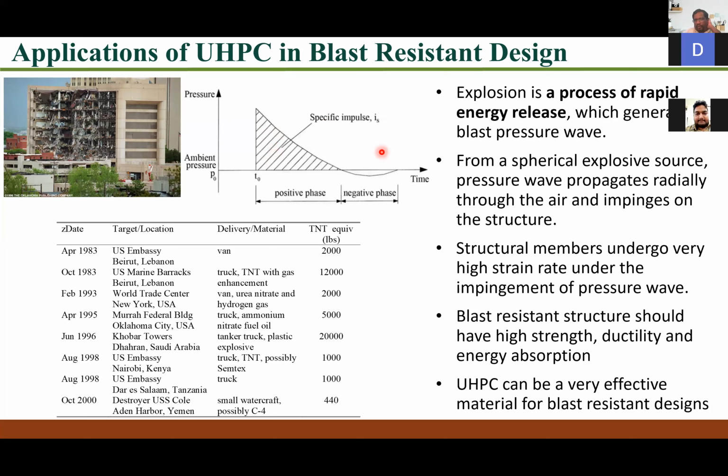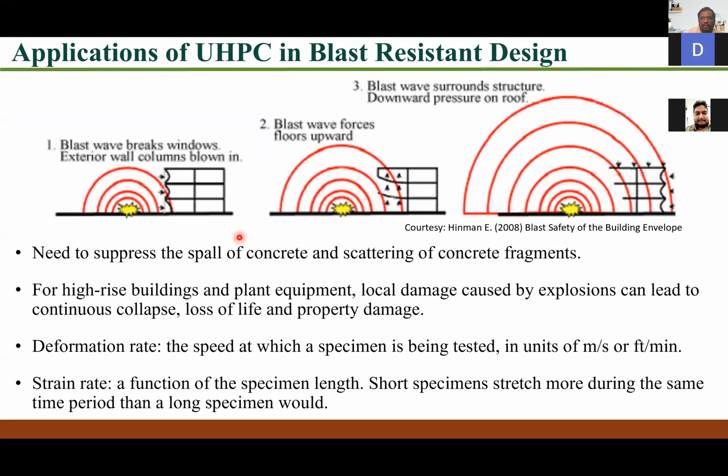Right. So again, why do we need blast resistant design? Like we said, usually a blast wave travels in the form of a hemispherical wave. The pressure wave attacks the exterior wall, and then it can damage these columns. Once these elements are penetrated, the floors will be subjected to upward pressure. Once that is also damaged, it is going to surround the entire structure, and then you can also create downward pressure on the roof. So it can lead to the complete collapse of the structure itself.